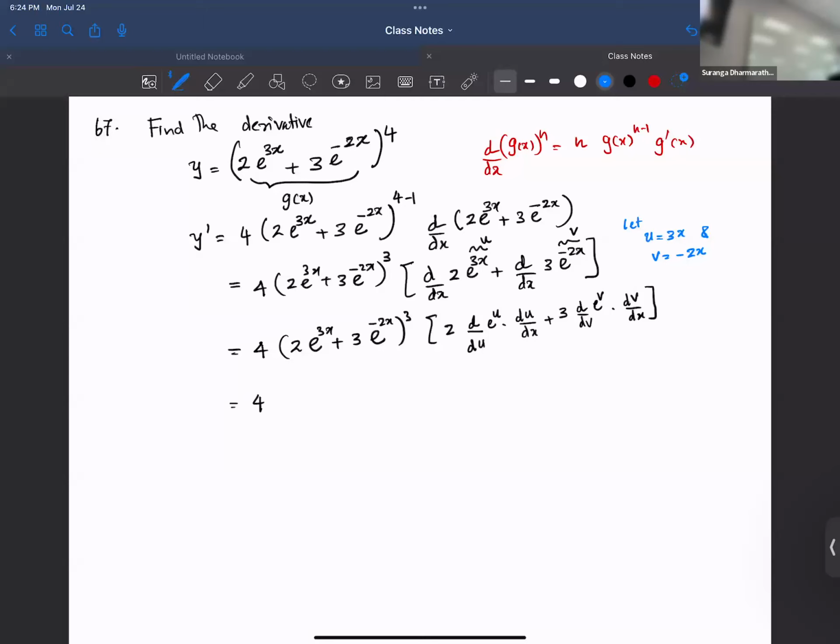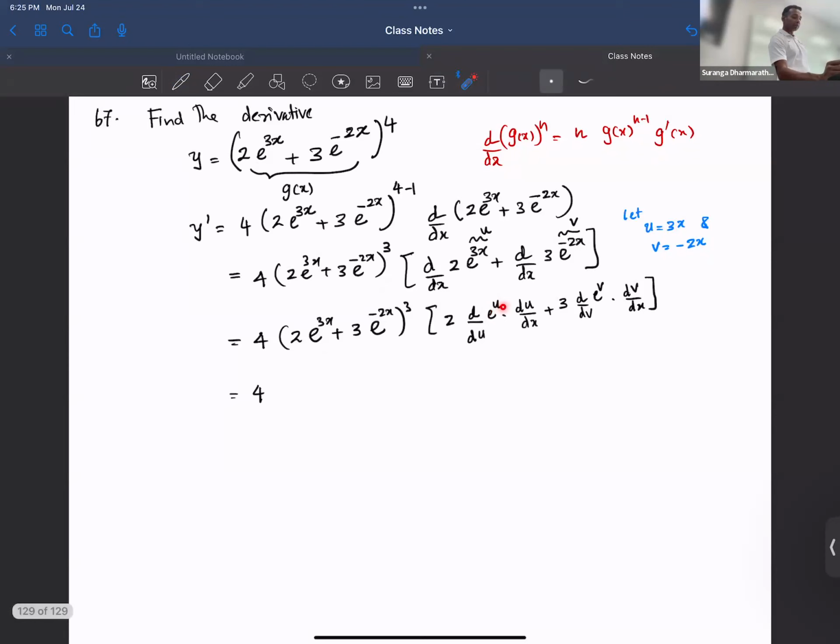What is the reason that I took 3x equal u and negative 2x equal v? What is the reason? Tell me the answer. You know it. What are we trying to do here? Can anybody answer? Can anybody give any clue? It doesn't matter if you get it wrong, it's okay. I need some answer for that. Why is that? Why is this change?